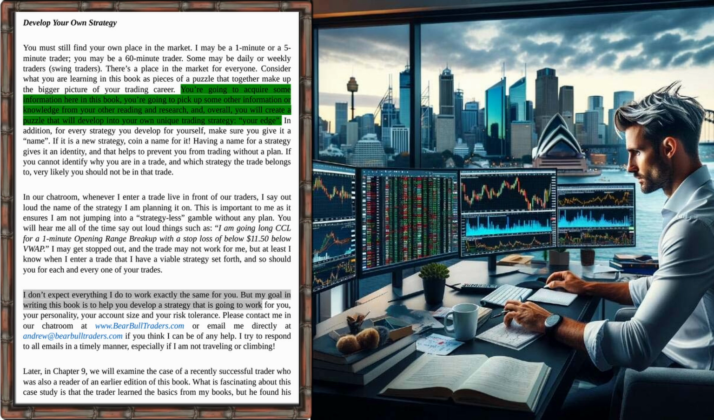In addition, for every strategy you develop for yourself, make sure you give it a name. If it is a new strategy, coin a name for it. Having a name for a strategy gives it an identity, and that helps to prevent you from trading without a plan. If you cannot identify why you are in a trade and which strategy the trade belongs to, very likely you should not be in that trade.